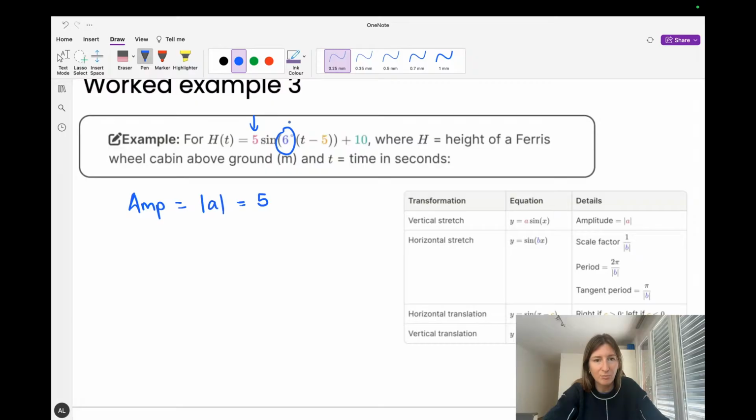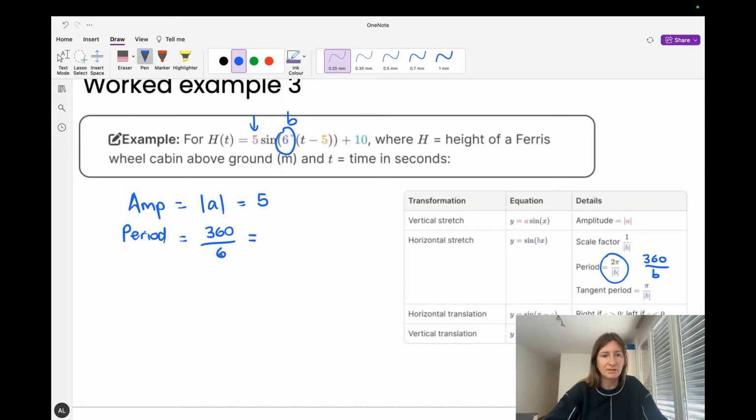Now here is our B value. If I want to know the period from that, it doesn't say if we're in degrees or radians, so let's just do 360 divided by 6. We had that from one of our formulas: 360 divided by b, which is 6. So we get, well, 36 divided by 6 is 6, so 60. So our graph is repeating every 60 degrees.